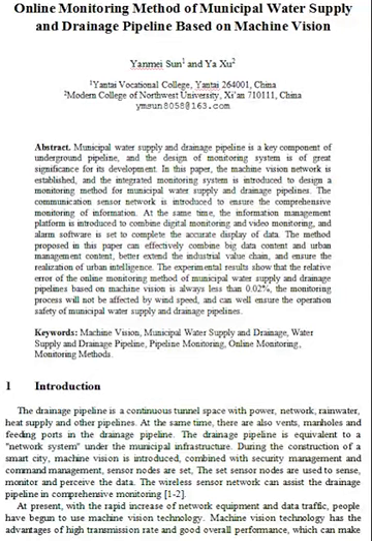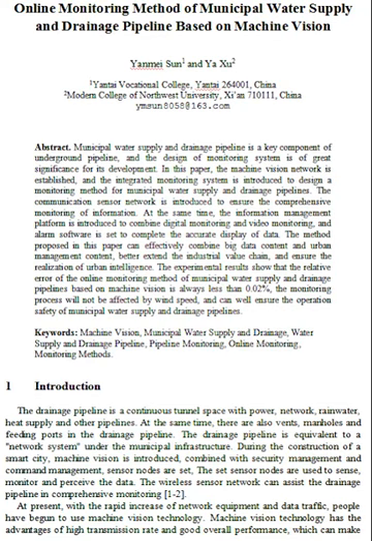Abstract. Municipal water supply and drainage pipeline is a key component of underground pipeline, and the design of a monitoring system is of great significance for its development. In this paper, the machine vision network is established, and the integrated monitoring system is introduced to design a monitoring method for municipal water supply and drainage pipelines. The communication sensor network is introduced to ensure the comprehensive monitoring of information.